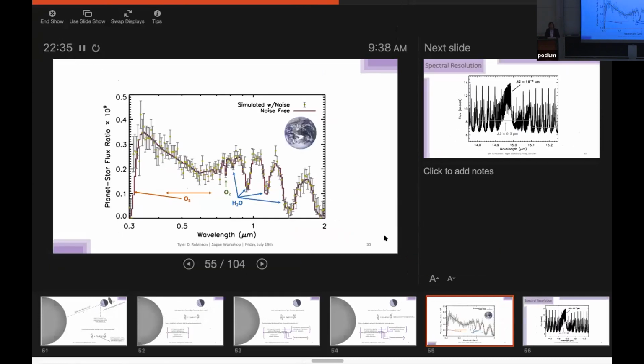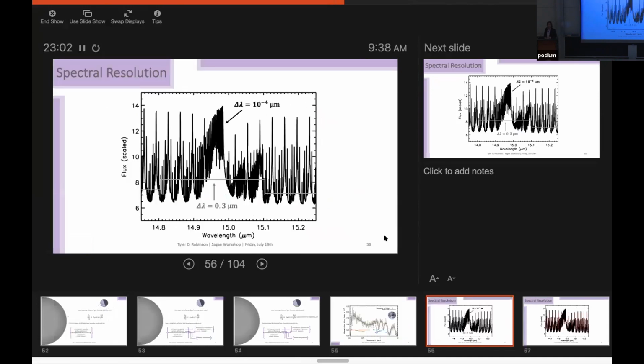Just real quick, here is a faux reflected light observation of our home, shown as planet-to-star flux ratio as a function of wavelength from the near UV out into the near infrared, with some key features labeled, including the oxygen A band, a strong biosignature, and the UV ozone absorption feature, which is a very strong absorption feature in our planet's spectrum. And then our spectrum is increasingly chewed up by water vapor bands as you head out into the near infrared.